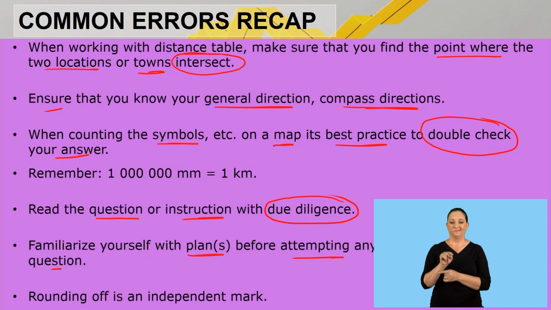Okay, and then lastly I've indicated here, rounding off is an independent mark. So what do I mean by that? Even though your answer is wrong, but you've rounded off correctly according to the context, say for example to 2 decimal places, that mark will stand. That is what is meant by independent mark.